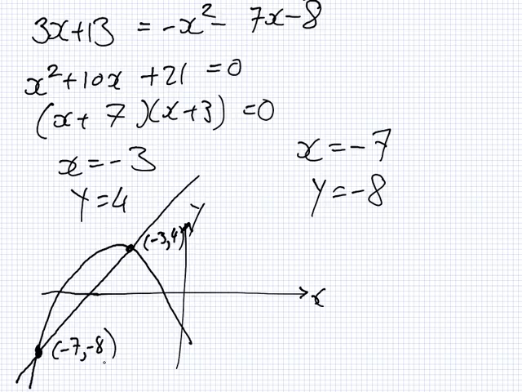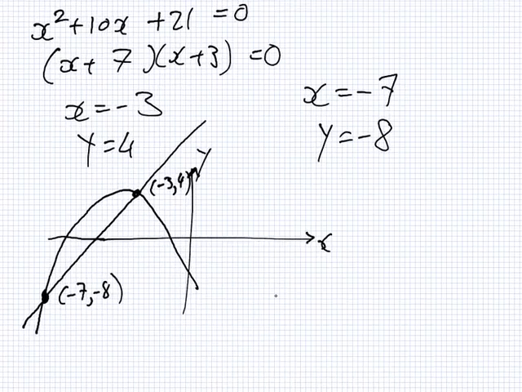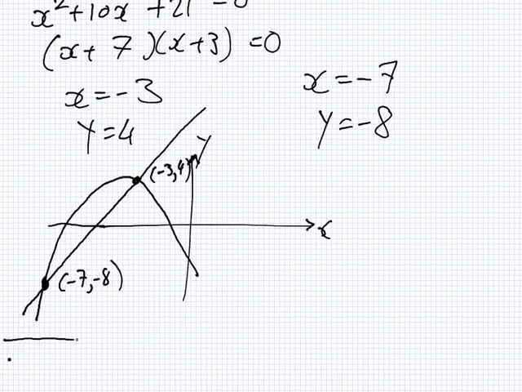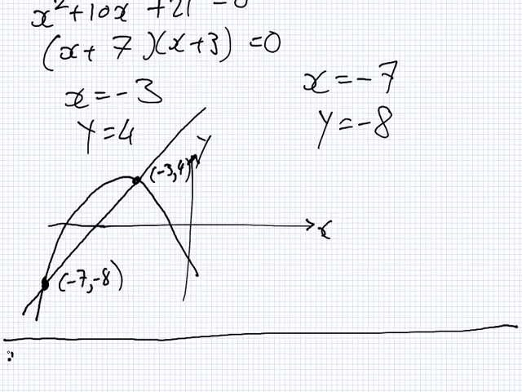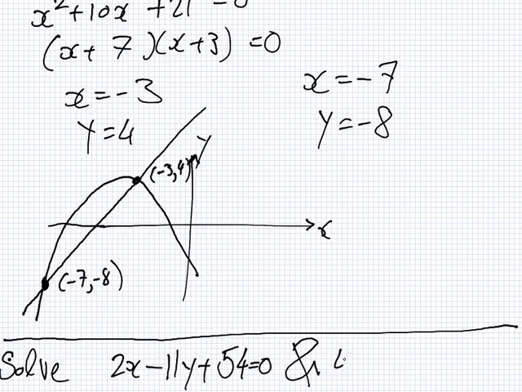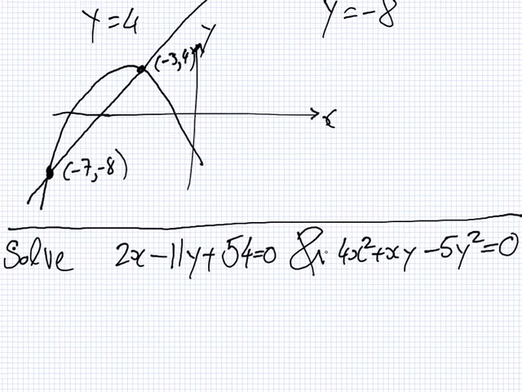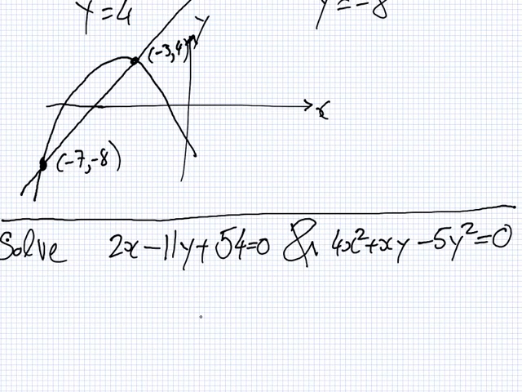Right, let me give you another one to try, but a little more difficult now. And this time, I don't need the graph. Just try and get the answer. Okay, no need for the graph. Can I scroll down? Try this one. Solve 2x minus 11y plus 54 equals 0 and 4x squared plus xy minus 5y squared equals 0. We can scroll up now.